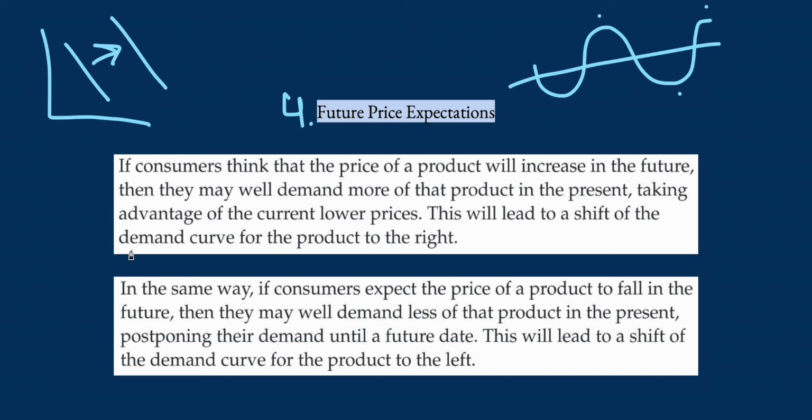Okay, and the same thing can happen the opposite way, of course. So if consumers expect the price of a product to fall in the future, they may demand less of that product in the present, postponing their demand until a future date. That was basically what I already said, which is if you know a product is going to be more expensive today and then it's going to be way cheaper in a month, you might just wait a month if it isn't a necessity and you can wait that long, okay? This will lead to a shift of the demand curve to the left. So we'll be talking about the opposite way instead.